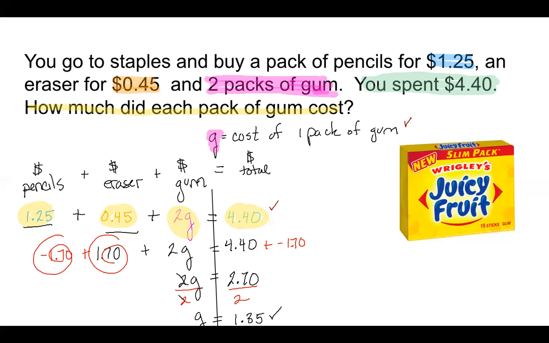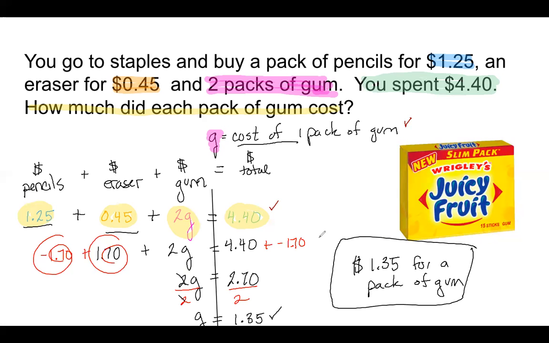Don't forget the last step, you need units. So I'm going to write... That's the cost of a pack of gum, so that's got to be dollars. So it is $1.35 for a pack of gum. Very nice. All right, let's do one more.